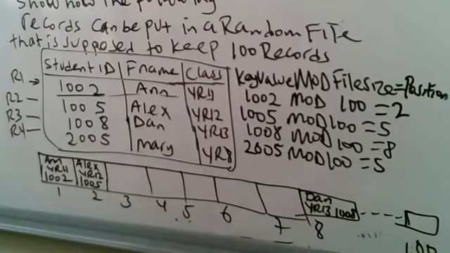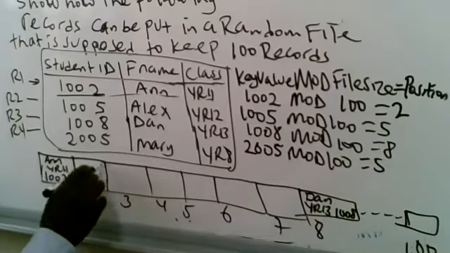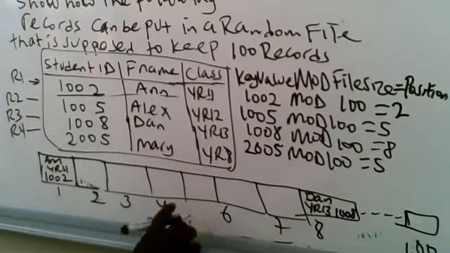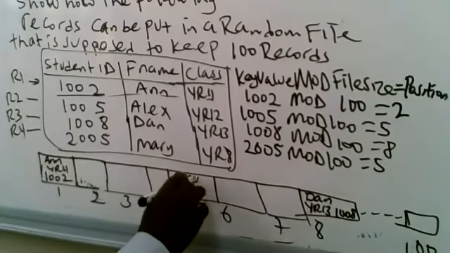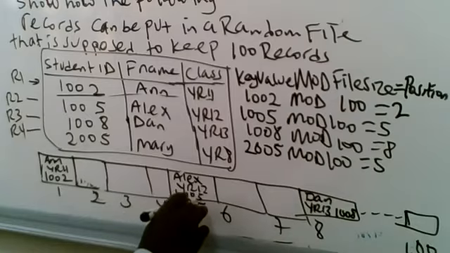The remainder is, oh, sorry. I think I made a mistake. Alex was supposed to be in position 5, not position 2. Sorry, Alex's record was supposed to be in position 5, which is this. So it's supposed to be Alex, year 12, and the key value is 105.